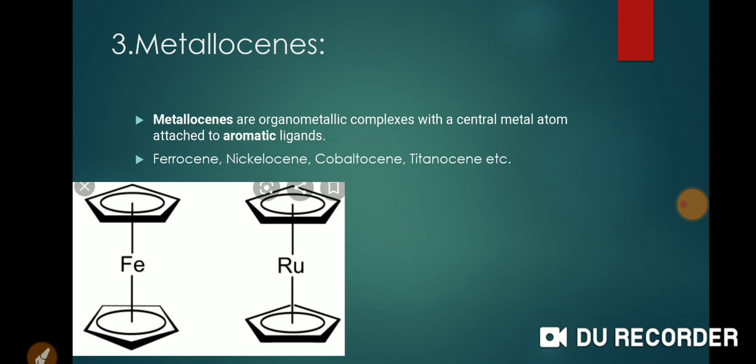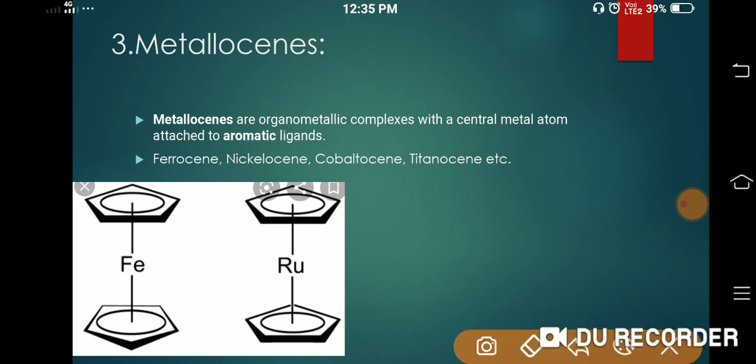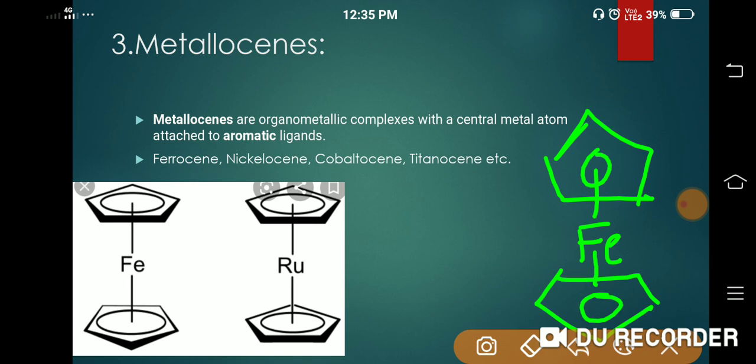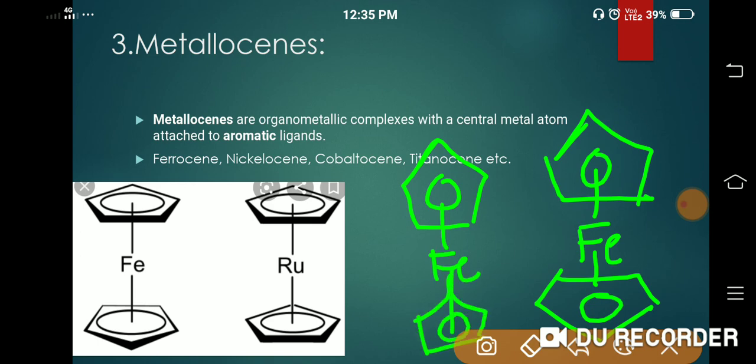We have already discussed them at the BSc level. The staggered conformation is available in the solid state. This is a staggered conformation. Whereas the eclipsed conformation, in which the 2 Cp rings are parallel to each other, is available in the gaseous state.